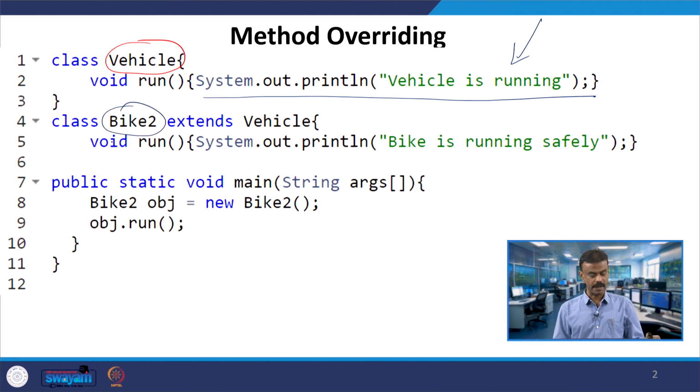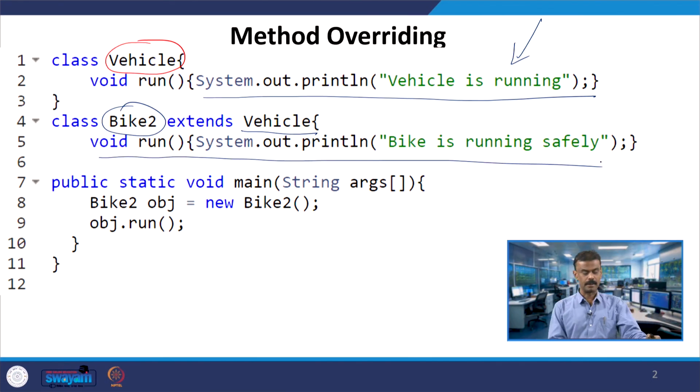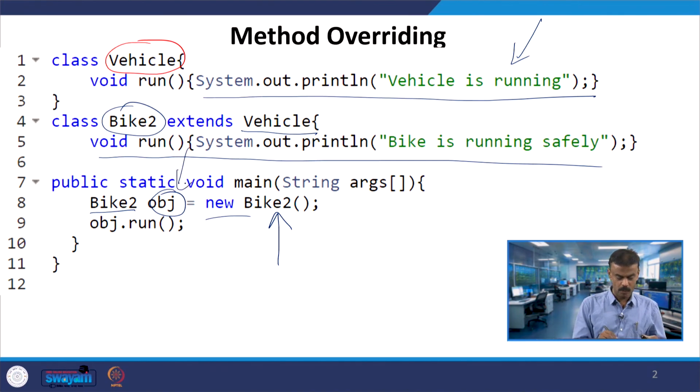The superclass is Vehicle, and Bike2 is extending Vehicle, inheriting Vehicle, and this also has void run. Now when you create an object obj under Bike2, you are dynamically allocating memory with the Bike2 default constructor. When obj invokes the method run, this one will be overridden and this one will be printed.